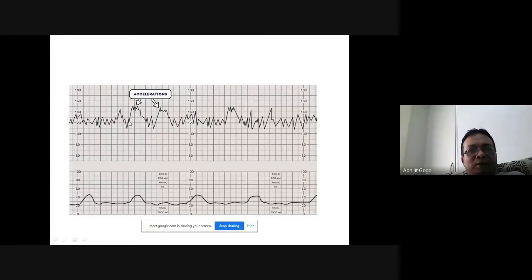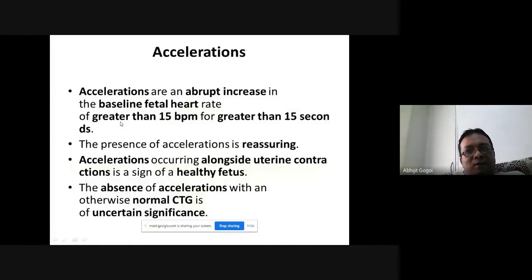Now let's see the distance. So this is the wide distance. Okay, so one box is 10 seconds. This is 20 seconds, so we can say 30 seconds. So it is more than 15 seconds. So what we call acceleration is when the heart rate rises greater than 15 beats for more than 15 seconds. So the presence of acceleration is reassuring. It is normal.